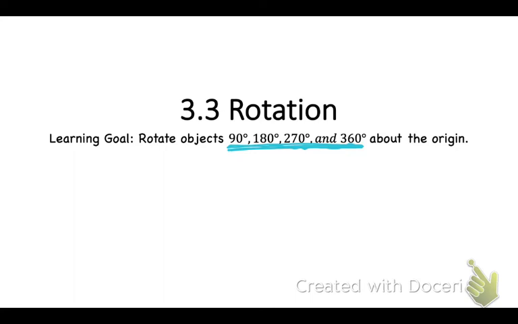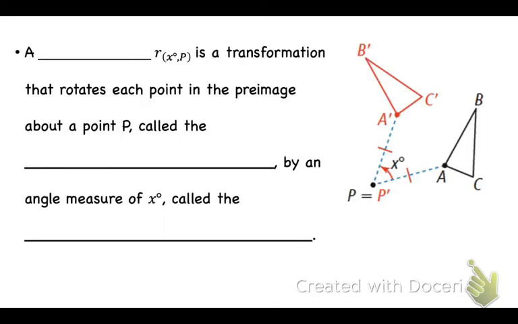Okay? Well, theoretically. So, a rotation, lowercase r, x degrees about point P is a transformation that rotates each point in the pre-image about the point P, called the center of rotation, by an angle measure of x degrees, called the angle of rotation.